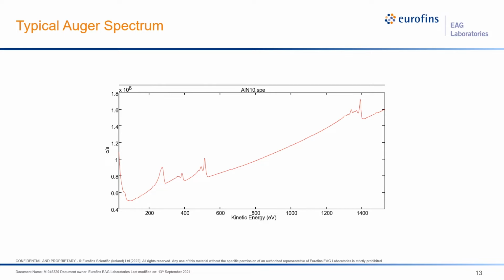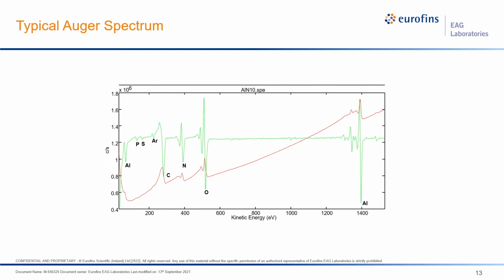You might also discover this background is quite high. The scale is in counts per second, but with a scale factor of 10 to the 6th. So the peak intensities are only a few tenths of this scale. So we are looking at relatively small peaks on a large background. So what is usually reported is the derivative of this spectrum.